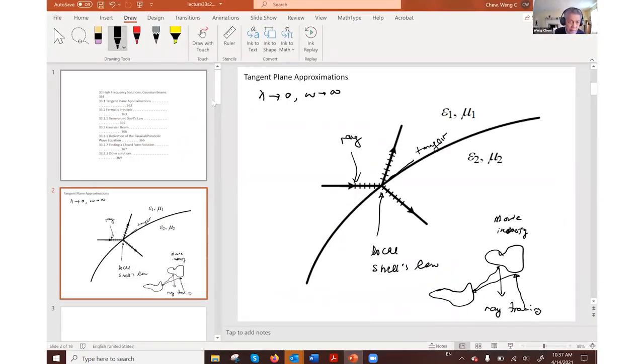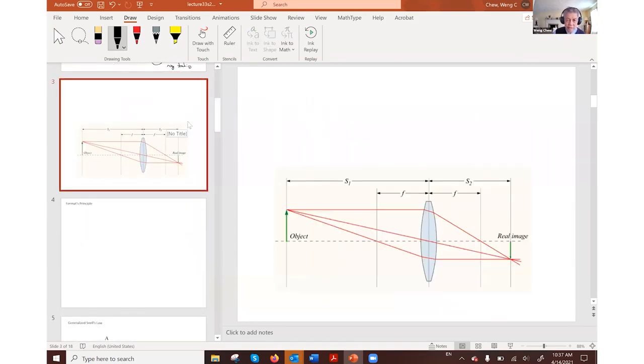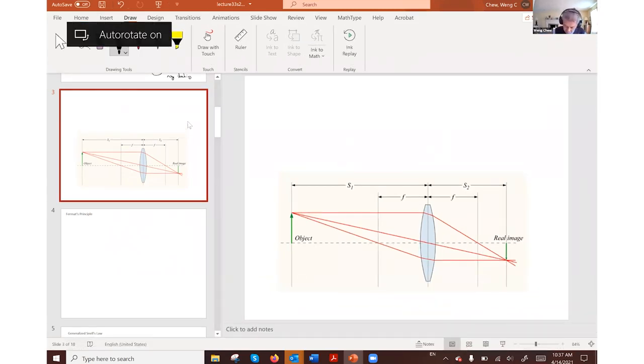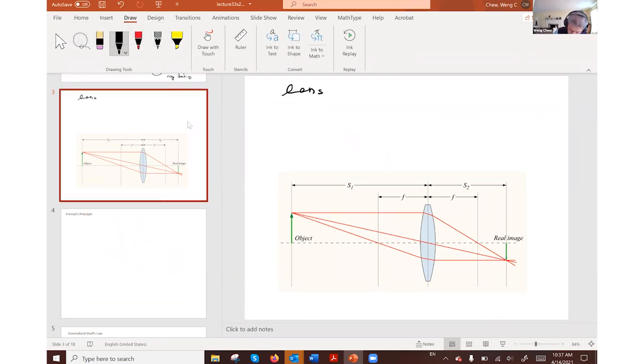Let's try to go beyond ray tracing. One of the obvious things that you can do about ray tracing is actually to do lens optics. Let me pull this back again. In lens optics, you just assume that if you have an object, it gives out light rays, and you can trace the light ray as they go through a dielectric object.